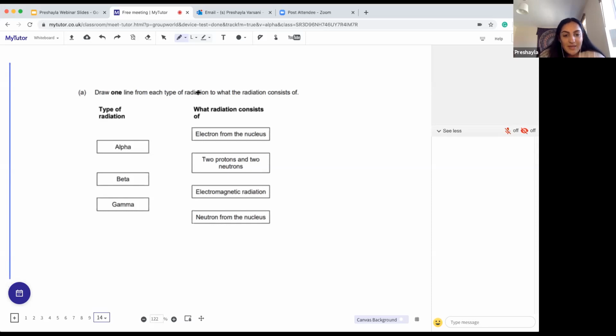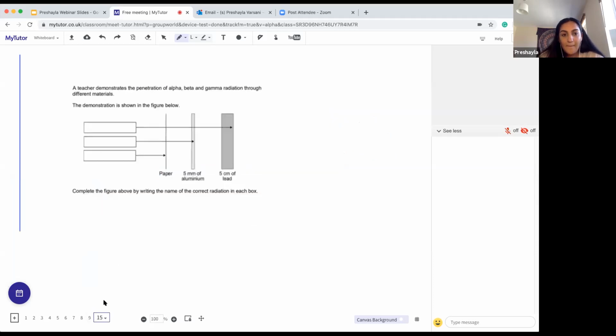So let's match these up. Which box on the right describes alpha? Well, alpha we know is 2 protons and 2 neutrons, otherwise known as a helium nucleus. So 2 protons, because 2 is our atomic number, and 4 protons and neutrons. Beta is an electron from the nucleus, and gamma is electromagnetic radiation.